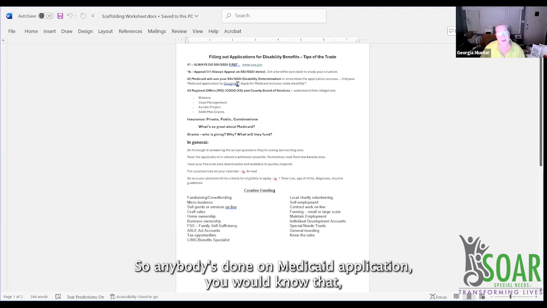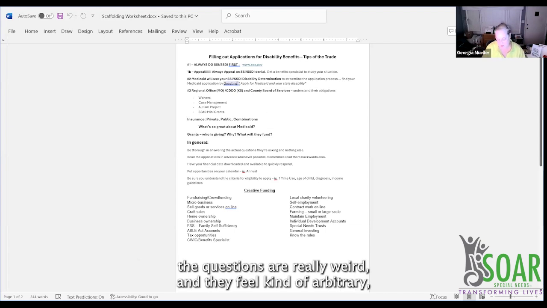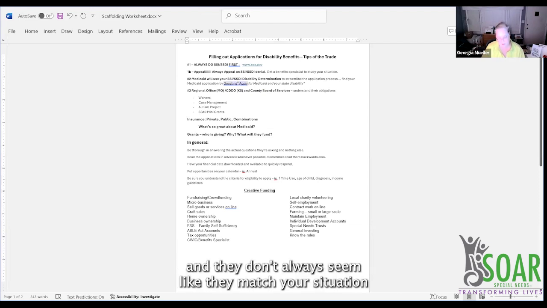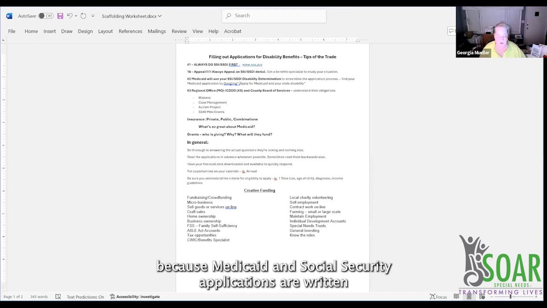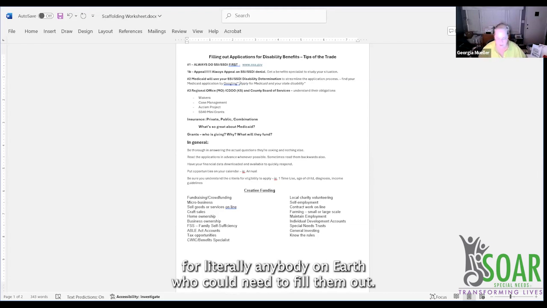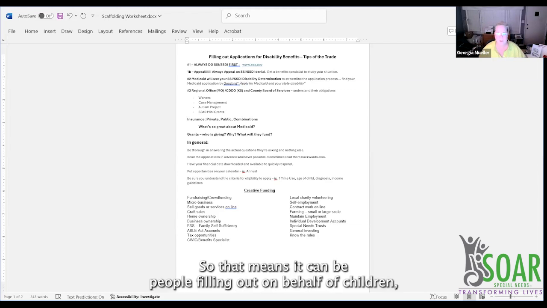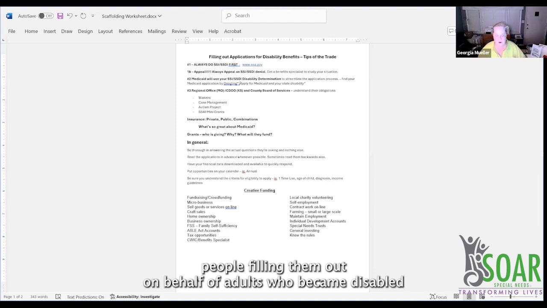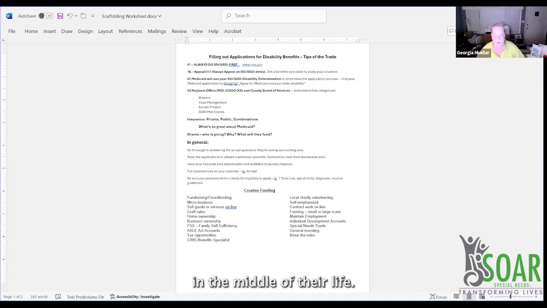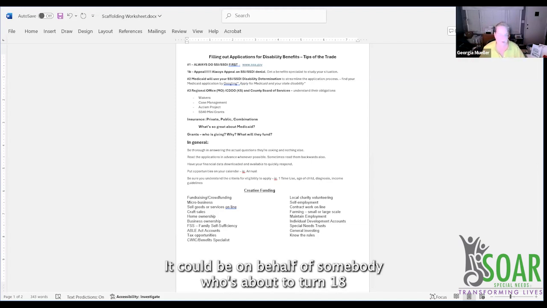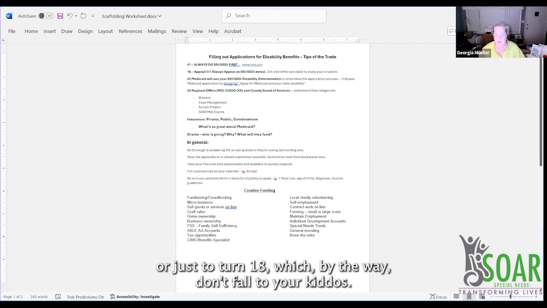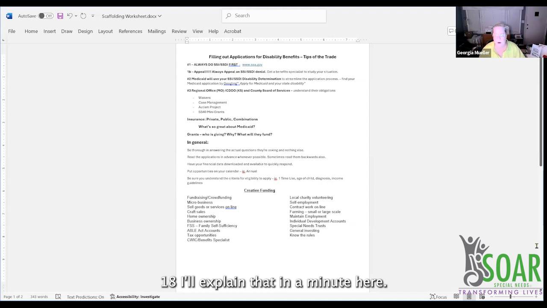If anybody's done a Medicaid application, you would know that the questions are really weird and feel kind of arbitrary, and they don't always seem to match your situation, because Medicaid and Social Security applications are written for literally anybody on earth who could need to fill them out. That means people filling them out on behalf of children, or on behalf of adults who became disabled in the middle of their life. It could be on behalf of somebody who's about to turn 18 or just did turn 18. Which, by the way, don't file until your kiddo's 18. I'll explain that in a minute.